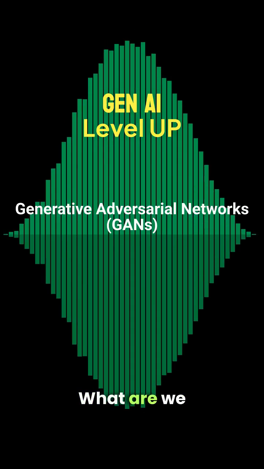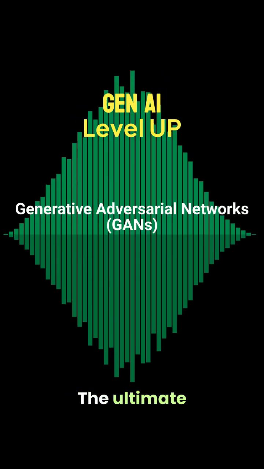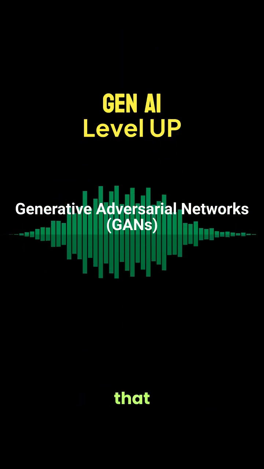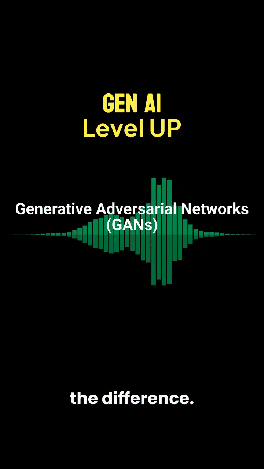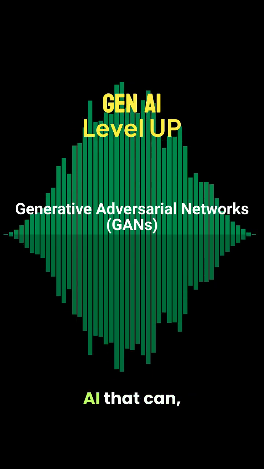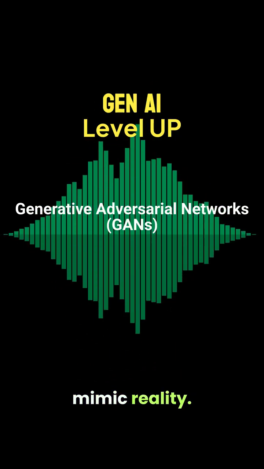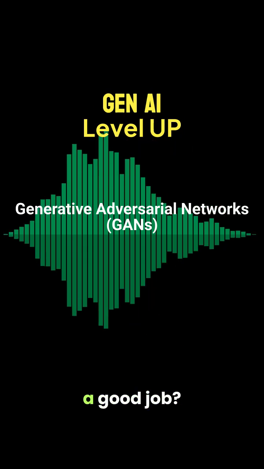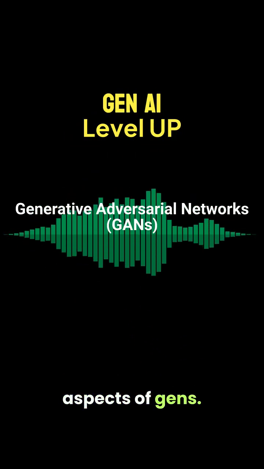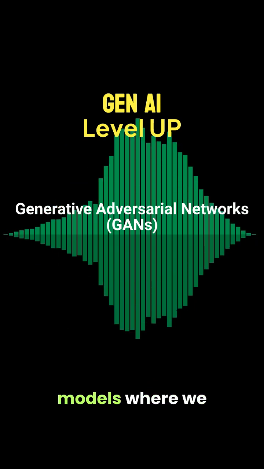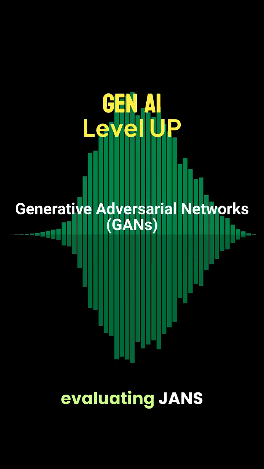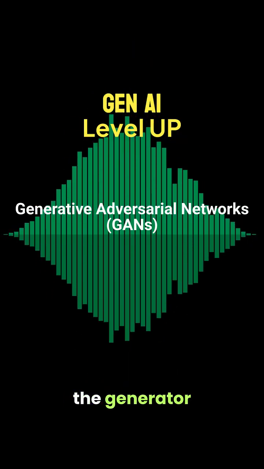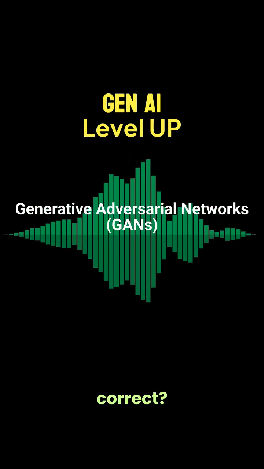What's the end goal? What are we trying to achieve with this whole setup? The ultimate goal of a GAN is for the generator to become so good at creating fakes that the discriminator can no longer tell the difference. Oh, wow. So we're trying to create an AI that can perfectly mimic reality. Yeah, pretty much. That's ambitious. It is. But how do you measure that? How do you know if the generator's doing a good job? That's one of the trickiest aspects of GANs. Unlike some other machine learning models where we have clear metrics, evaluating GANs is a little more nuanced. So it's not as simple as saying, okay, the generator got 90% of the images correct. No, not quite.